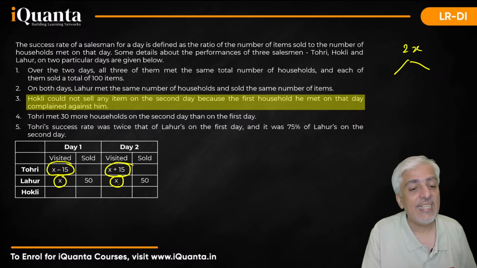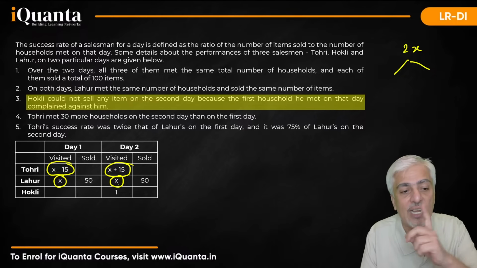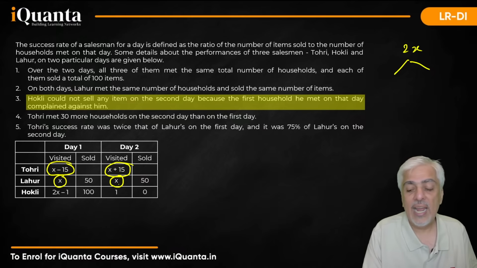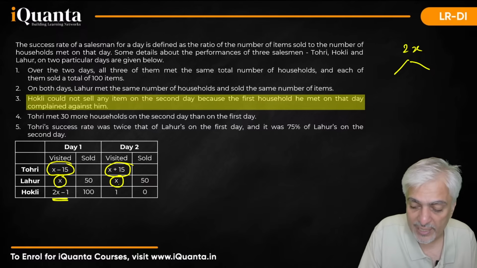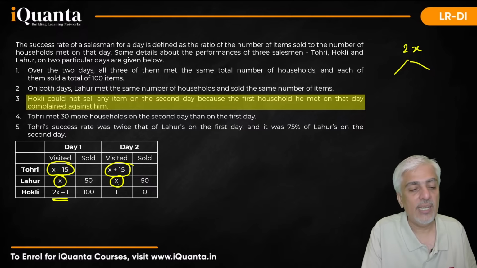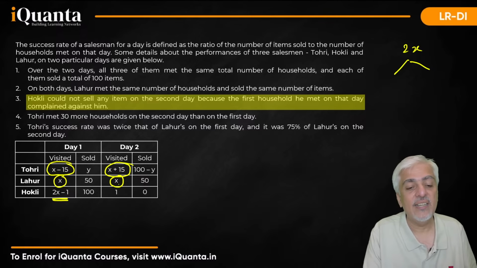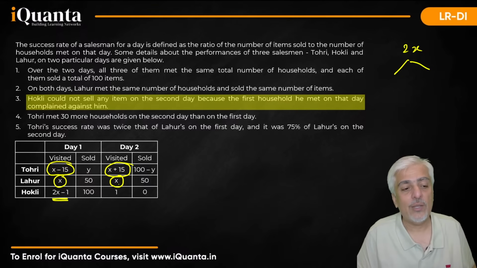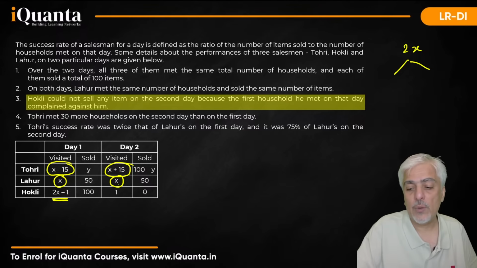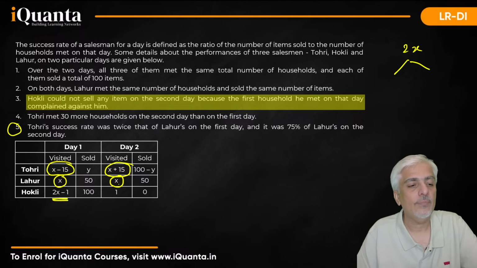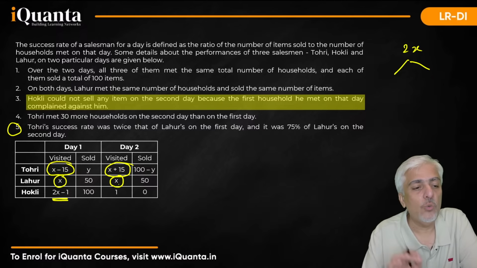Hookley could not sell any item on the second day because the first household he met on that day complained against him. So on day 2, he visited only 1 household and sold 0. Day 1, 100 sold, and of the total 2x, 1 gone, so 2x minus 1. Now for Rahul, I am taking sold as y and 100 minus y. So basically my question has 2 variables. Till now I have not touched 0.5.